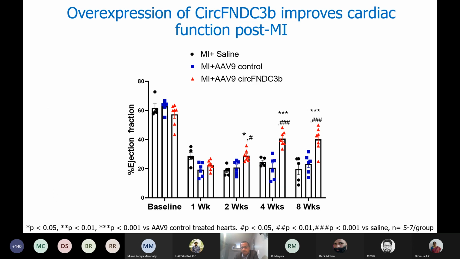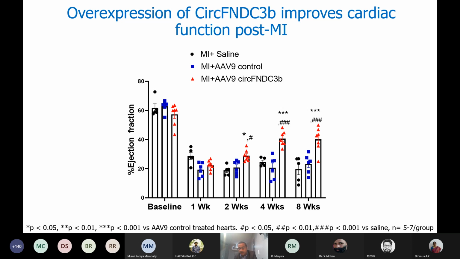So this is a busy slide. As I mentioned, we did an echocardiography to record heart function. As you see, there's a significant improvement with time. And look at these red dots. Over time, at 1 week, 2 weeks, 3 weeks, 4 weeks and 8 weeks, there's a significant improvement in cardiac function in these animals. This is a significant finding and also an important readout for us because we are looking at the heart function. So this suggests that overexpression of this circular RNA can improve heart function of these mice with MI.